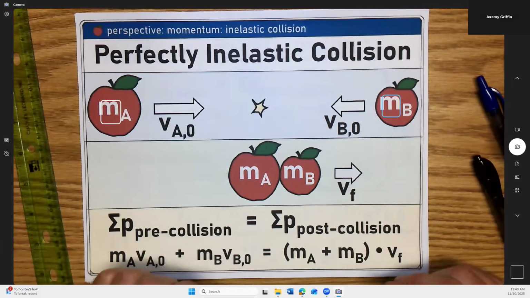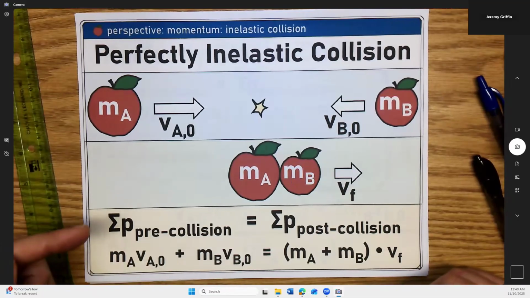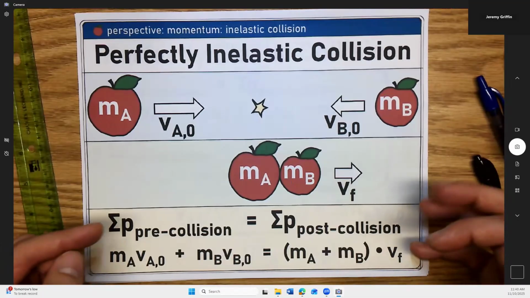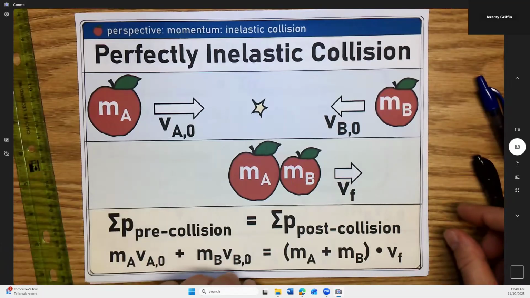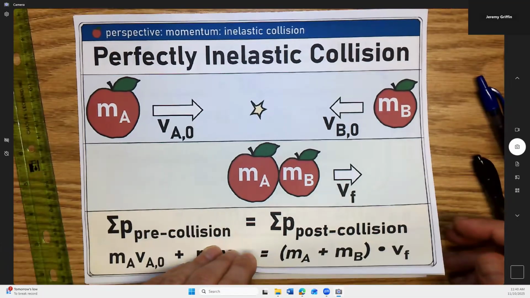There will be an example later today where you see a bullet embed itself in a wooden block. And that would also be an example of those too, right? Fire a bullet into a block.